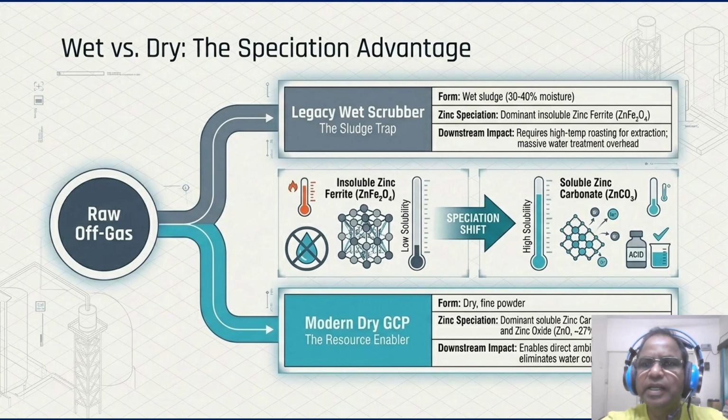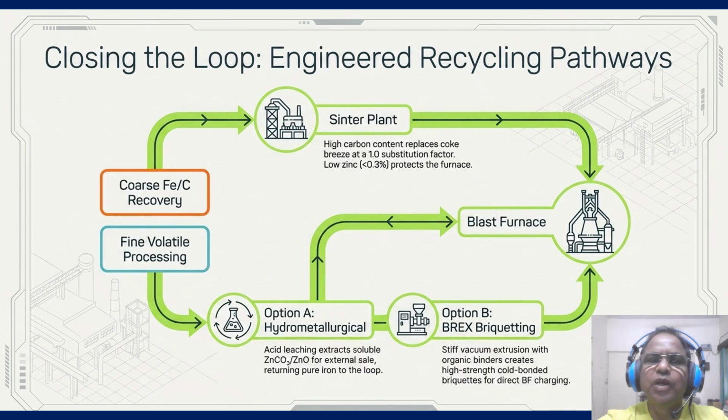Finally, let us see how we close the material loop using this distinct stream. We conclude with the engineered recycling pathway. Follow the green circular loop. The coarse Fe by C recovery stream goes straight to the sinter plant. Its high carbon content replaces coke breeze at a 1.0 substitution factor, and its low zinc protects the furnace from scaffolding.